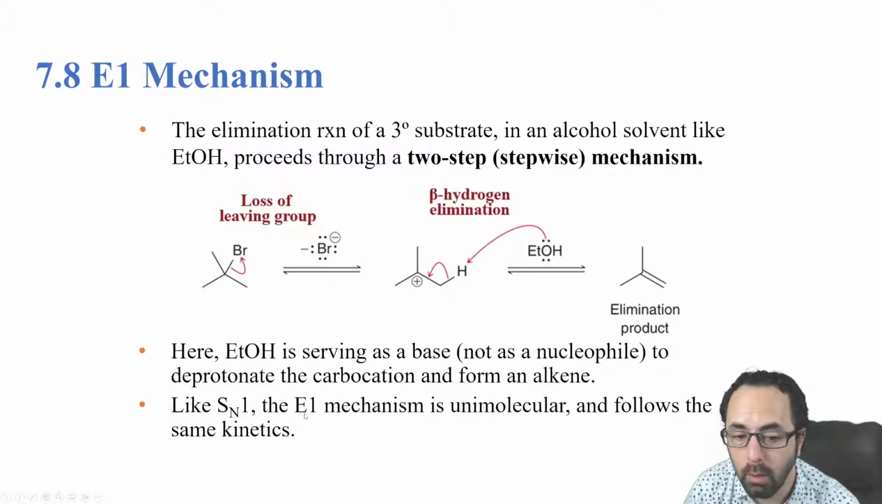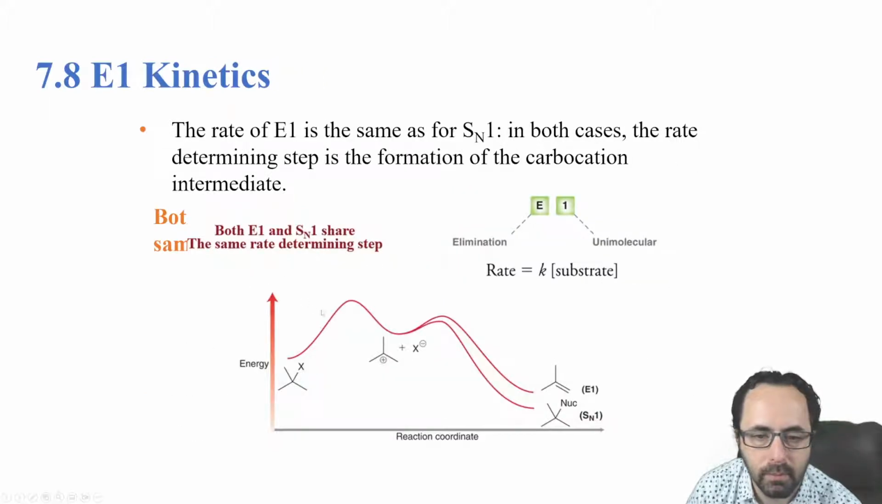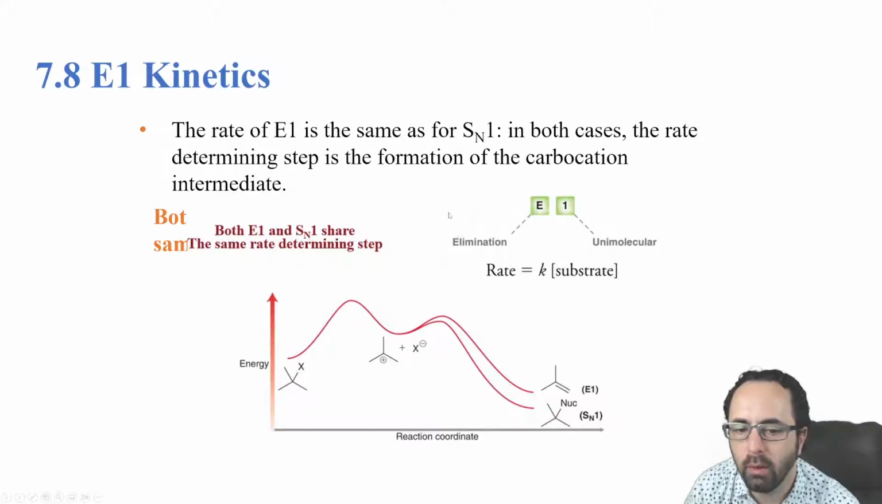But also the E1 mechanism is unimolecular because the first step, which is rate determining, is the loss of the leaving group. You can see that right here. It's the same first step. So in the case of E1 and SN1, the rate is going to be the same in most cases because the rate is going to depend on the first step. Right? The first step for the SN1 and the E1, as you saw, is the loss of the leaving group. It's the same.